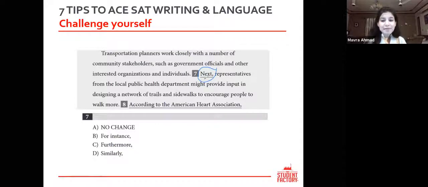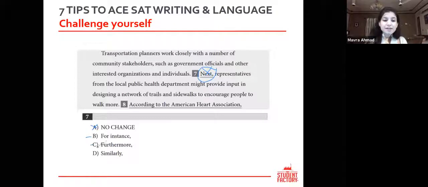And that is the reason why we need to replace it with a better transitional word which makes more sense and which provides a perfect transition from this sentence to the next one. So next is going to change, of course, which is why option A could not be the right answer. Option B, for instance. Now if we put for instance here, for instance means that we are providing an example of what we have stated in the preceding sentence. This makes sense because representatives from the local public health department are people from the government and from the organizations that work with the government. So for instance is an option that makes sense.